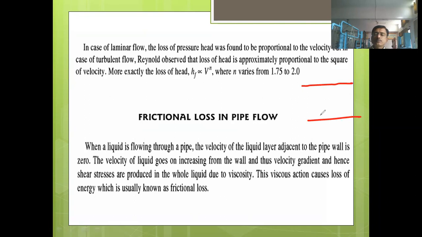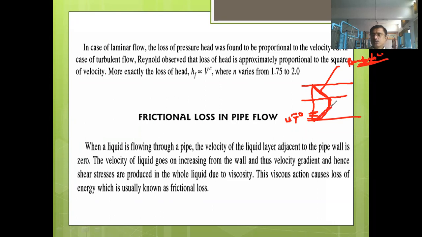Due to the viscous nature of the fluid, a velocity gradient is established. The layer at the boundary of the pipe wall has velocity equal to 0. As we move from one layer to the next, the velocity increases and reaches the maximum velocity at the center of the pipe, and then again it decreases. This is how we see the velocity profile. That velocity profile, we have seen, is parabolic in nature for the viscous flow, right?